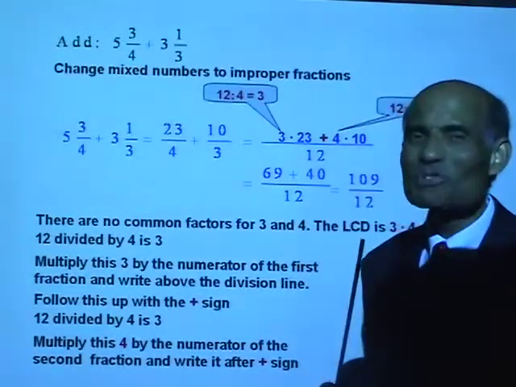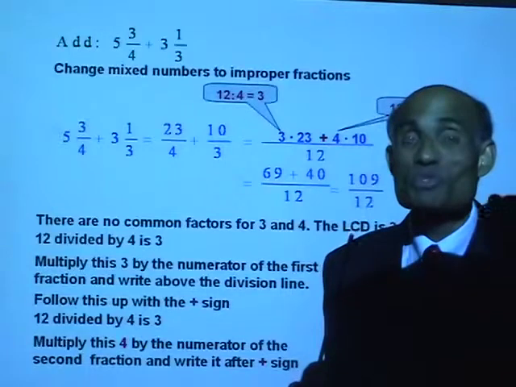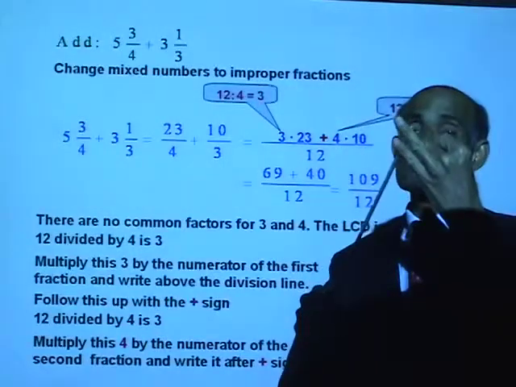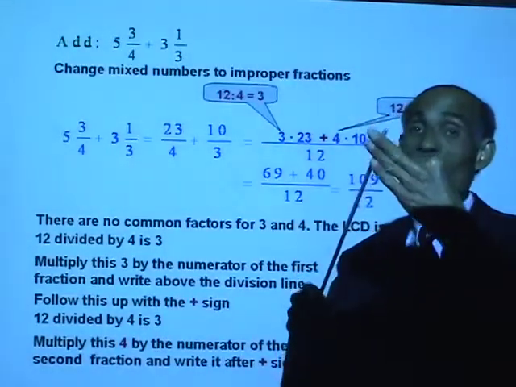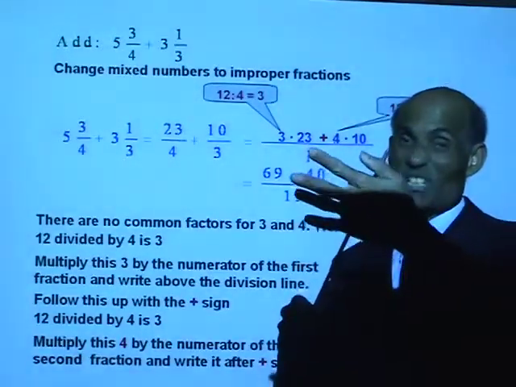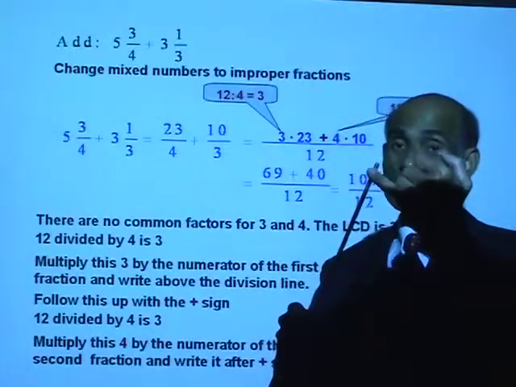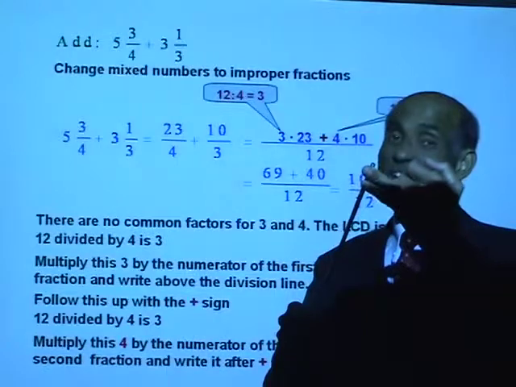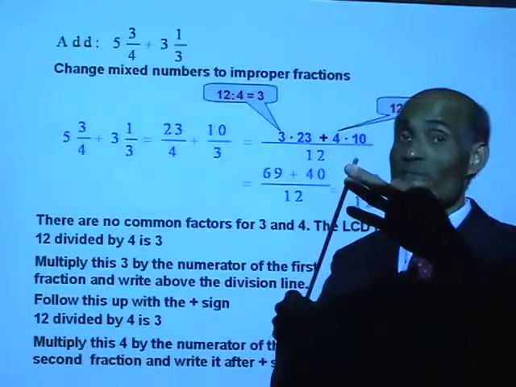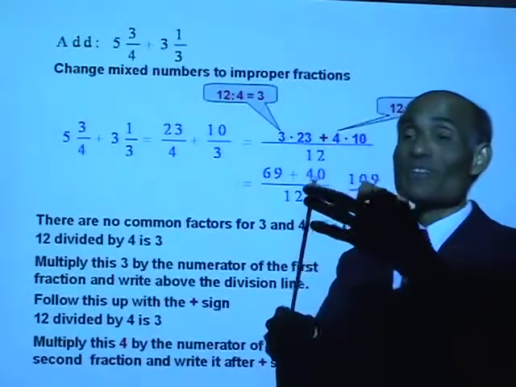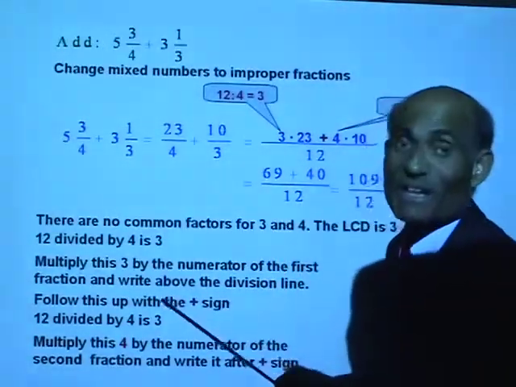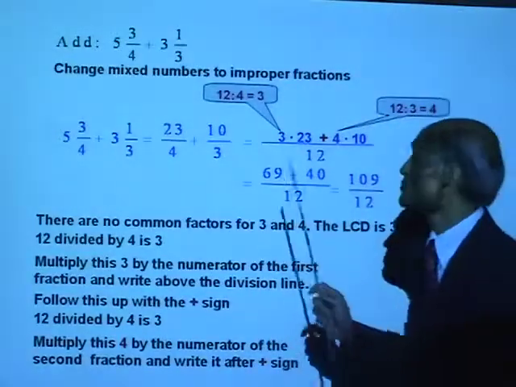If you know the tables of 5, if you know the tables of 12, well, watch me doing it. 12 times 1 is 12, 12 times 2 is 24, 12 times 3 is 36, 12 times 4 is 48, 12 times 5 is 60, 12 times 6 is 72, 12 times 7 is 84, 12 times 8 is 96, 12 times 9 is 108. You see? 12 times 9 is 108.